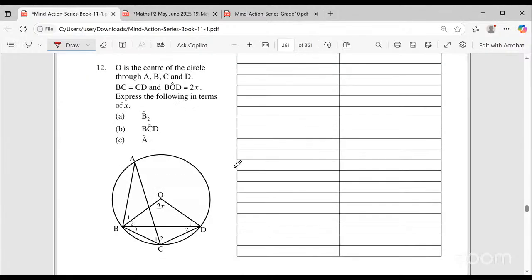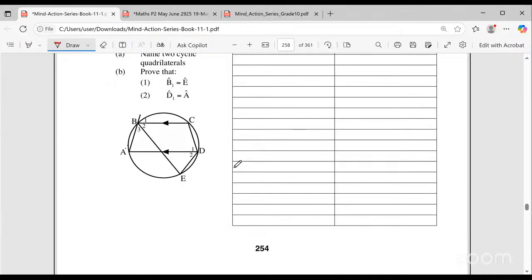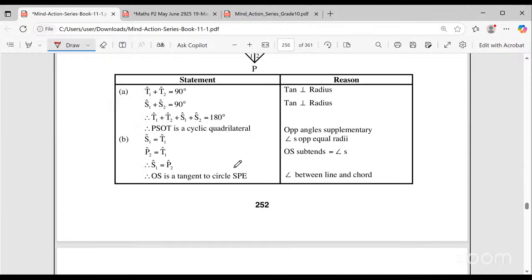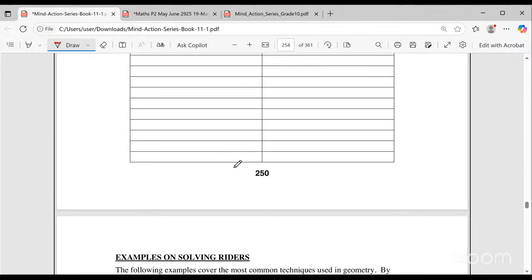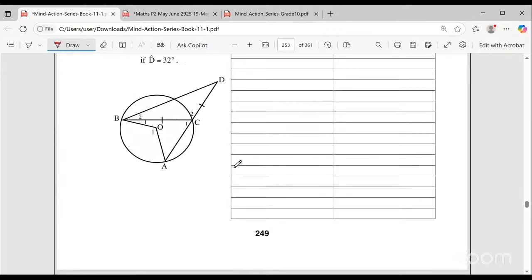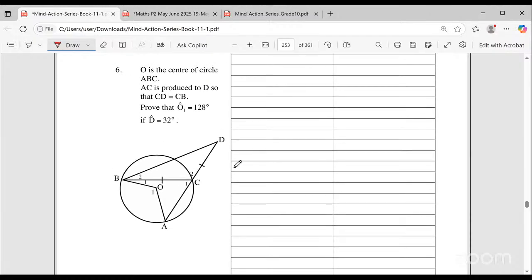But without wasting time, where were we? We were somewhere. Okay, we're here. They are saying now number 6. O is the center of the circle, ABC. ABC is the circle.